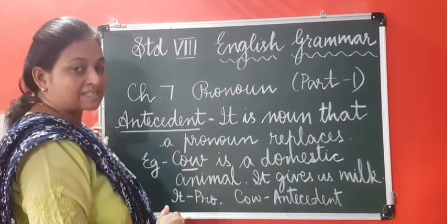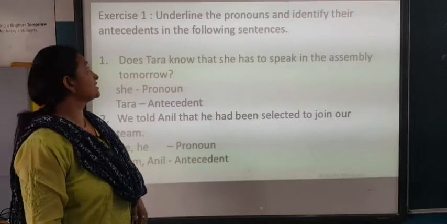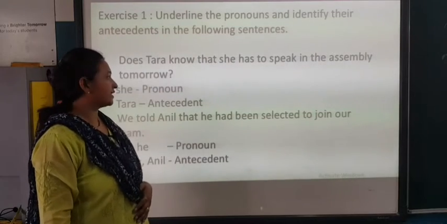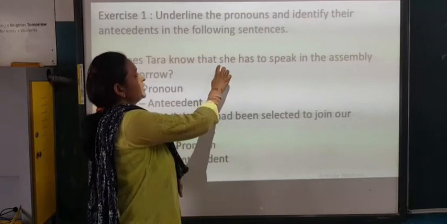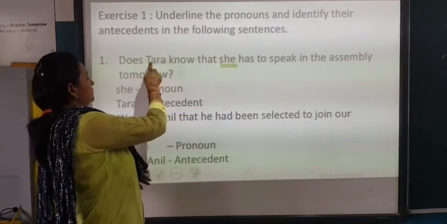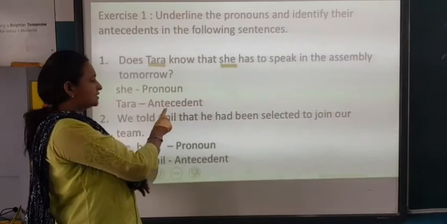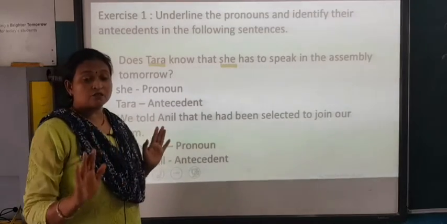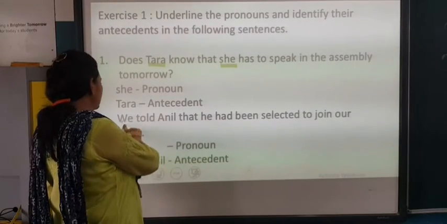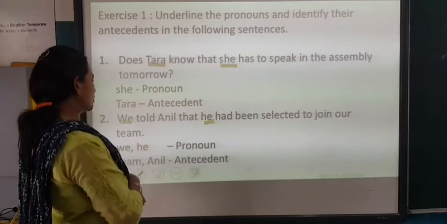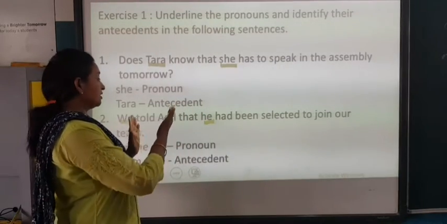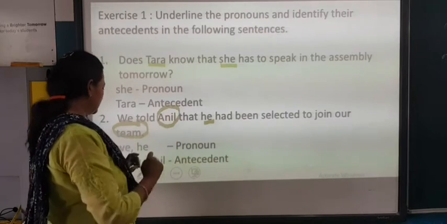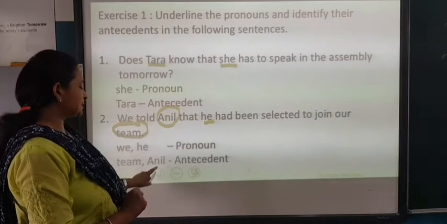Now we will be doing the exercise. Underline the pronouns and identify their antecedents in the following sentences. Does Tara know that she has to speak in the assembly tomorrow? Now you all know the pronoun is she, and whom is she representing? Tara. So she is the pronoun and Tara is the antecedent. We told Anil that he had been selected to join our team. First you identify all the pronouns. Here we have we and he, only 2 pronouns. Whom is we talking about? We is for the team and the antecedent of he is Anil.